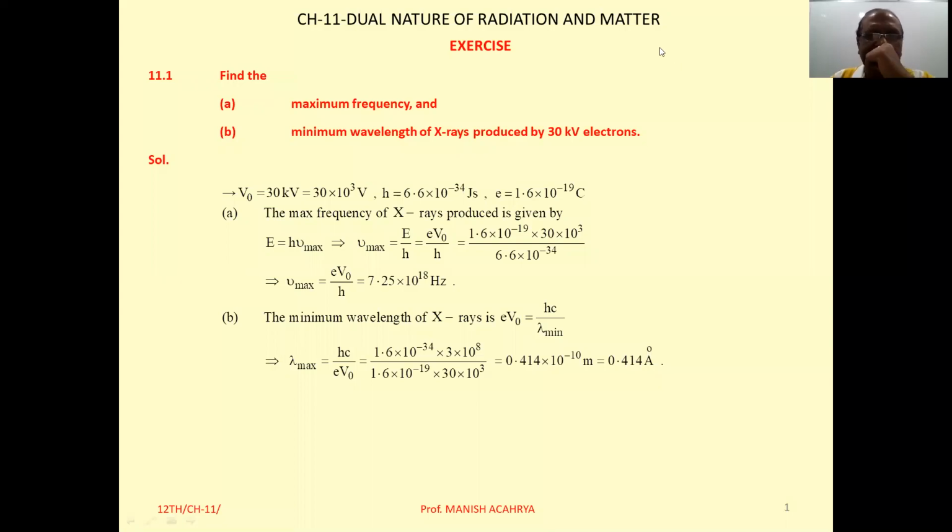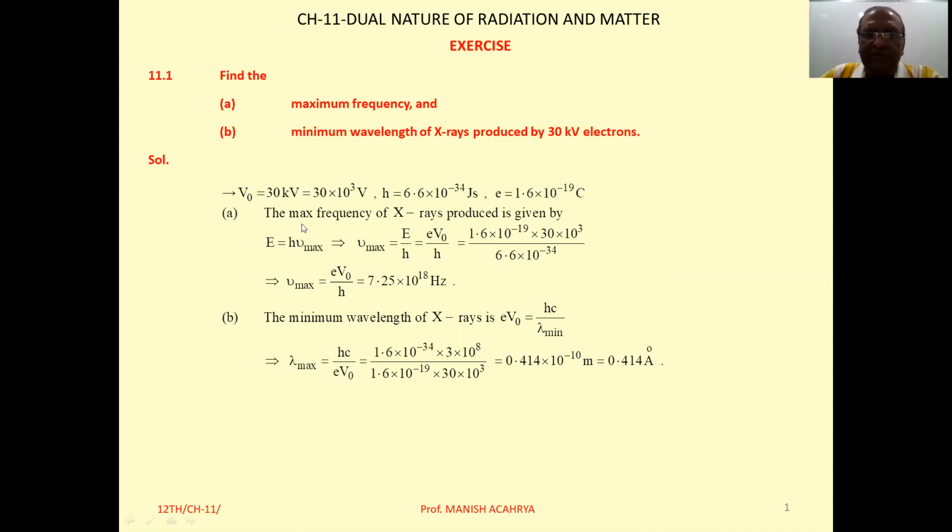Now, exercise of chapter 11. First one, 11.1. Find the maximum frequency and minimum wavelength of X-rays produced by 30 keV electrons.